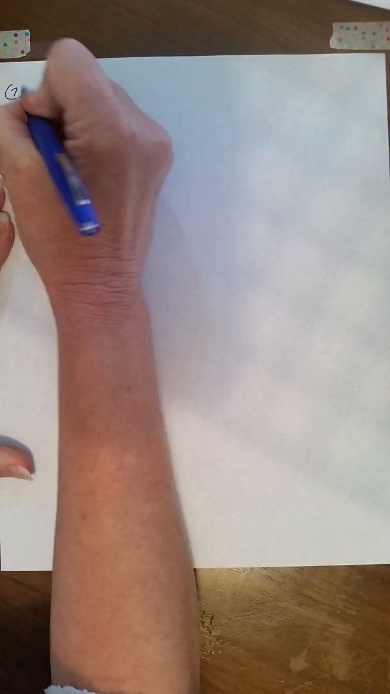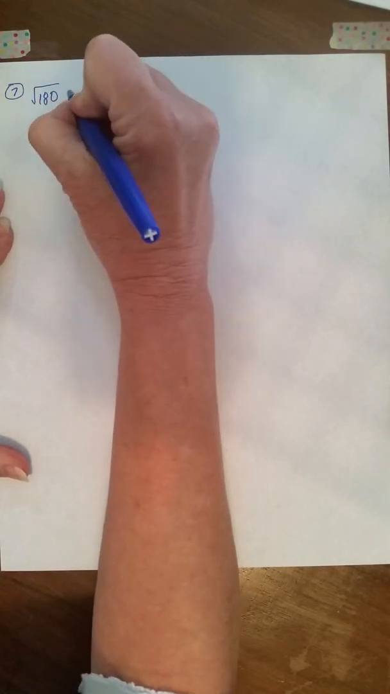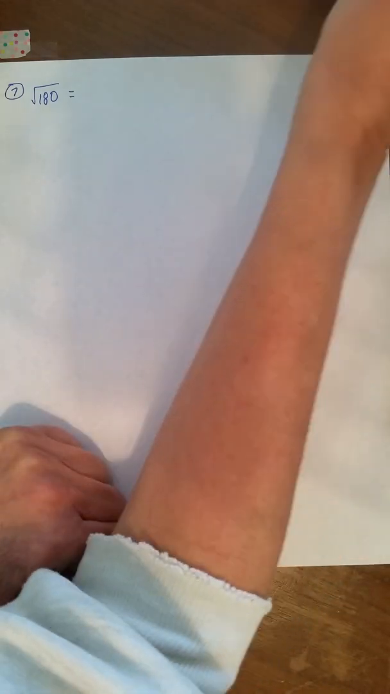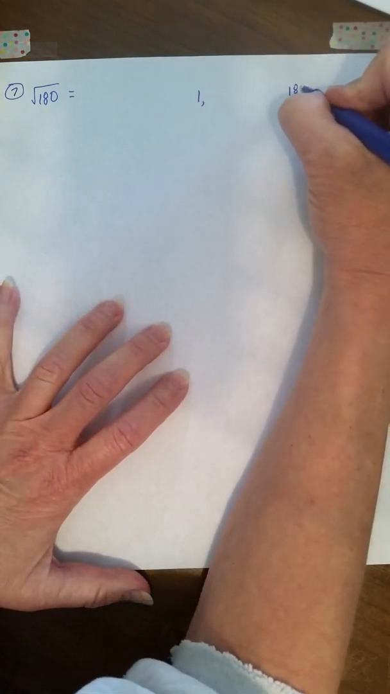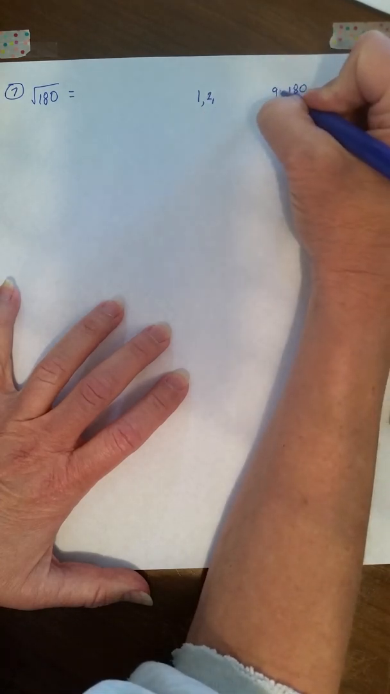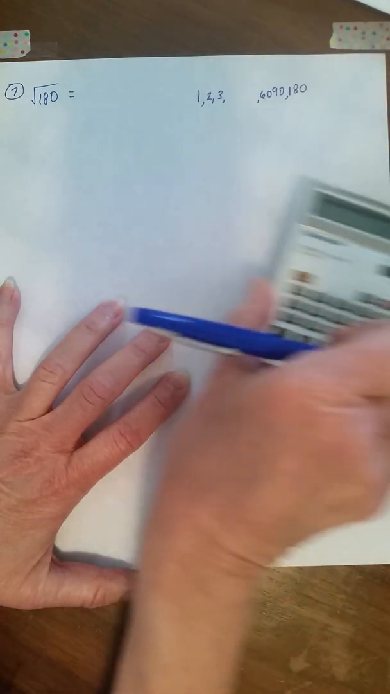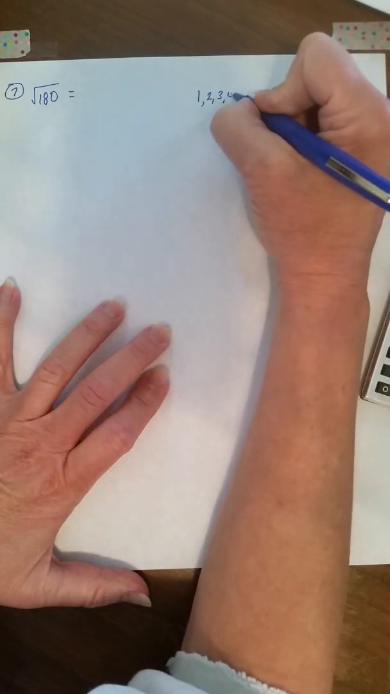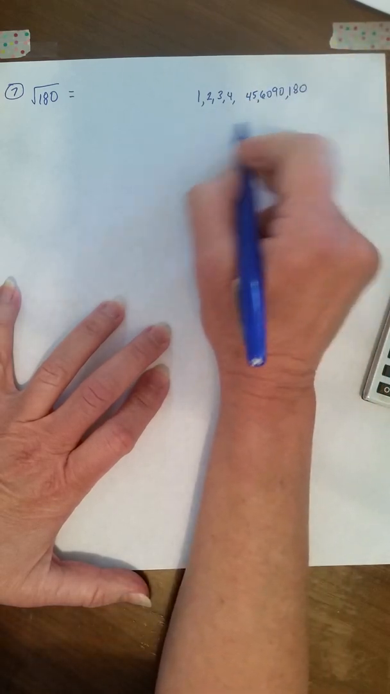Okay, number 7. The square root of 180. Well, let's just think about this. 180, let's do the rainbow tree. 1 and 180, 2 and 90, 3 and 60. Is 180 divisible by 4? Well, it is, it's 45. So 4 and 45. Ooh, I didn't leave myself enough room there. I'll write more factors down here.